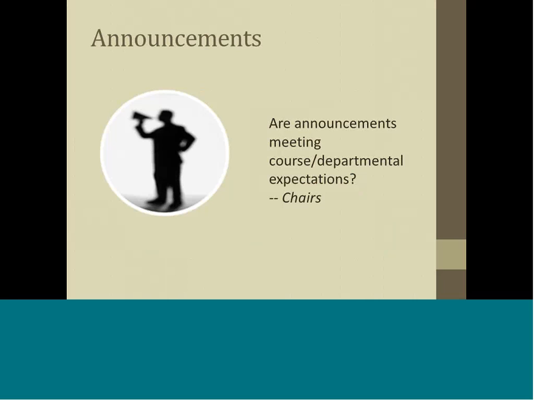Okay, so again, we're looking at where in the course the form is going to look to see these various elements. Okay, so the announcements, and this is straight from the new form: Are the announcements meeting the course/departmental expectations? And this, I think, illustrates the fact that, as John mentioned before, the TE team is really stepping back and the chairs are really stepping forward, because each chair may have slightly different expectations in terms of announcements.